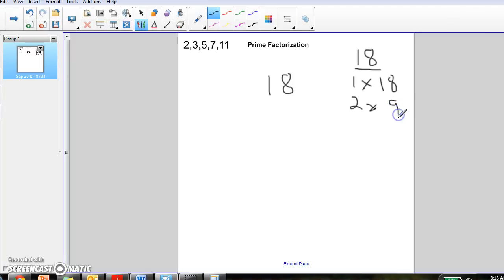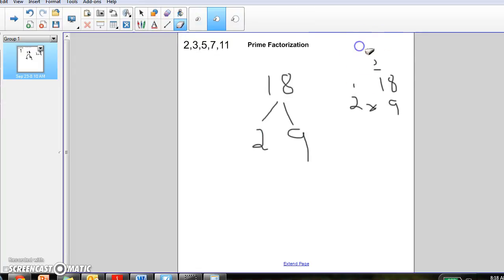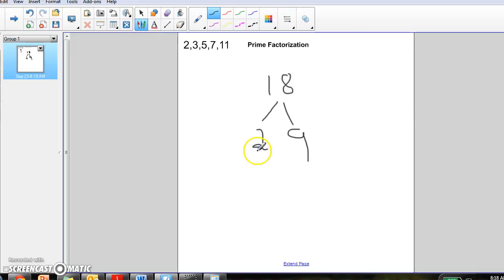Because I already found two factors of 18 that work out, 2 times 9, I'm just going to use 2 and 9 in my factor tree. 2 times 9 equals 18. So I have that. I'm going to erase my factors over here. Boom. All right.